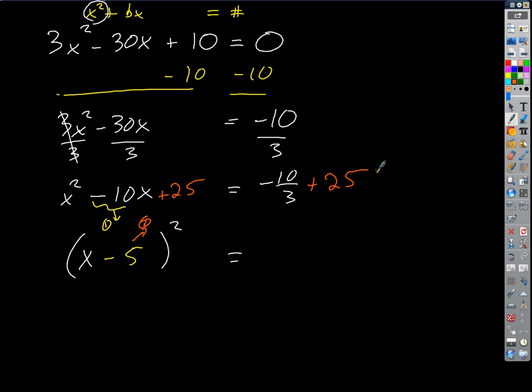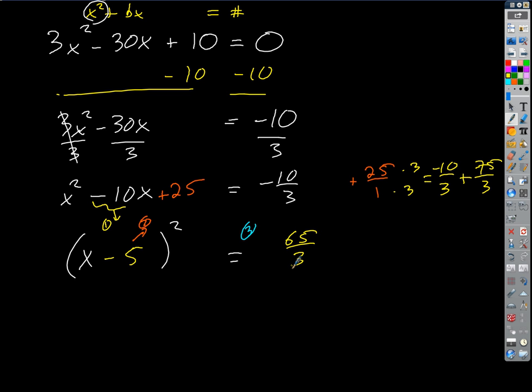Everybody agree? Okay. And then step 3 is I'm just going to add those up to get one number. So let's give ourselves a little more room. We need a common denominator of 3. Good, so we'll multiply top and bottom by 3. That's going to give us negative 10 thirds plus 75 thirds. So 65 thirds, okay? Everybody with me?